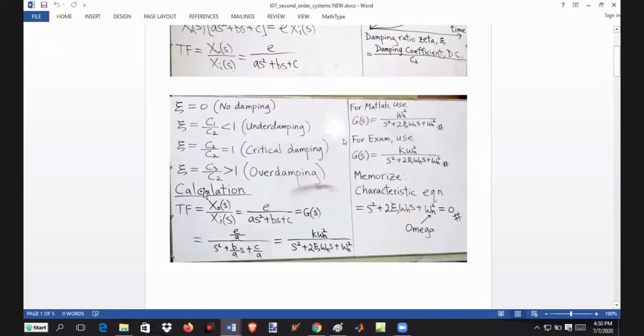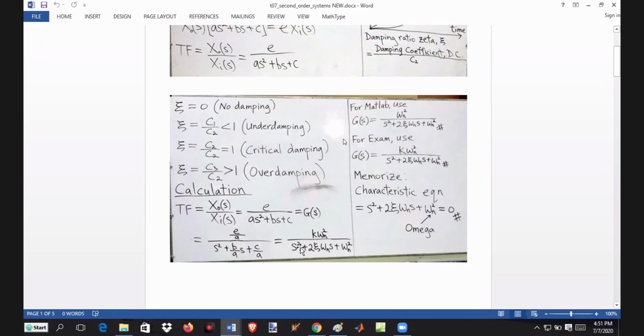Now look at the calculation there. Calculation is transfer function x naught over xi. So you got E from the top here. E divided by A S squared plus B S plus C equal G(S). I call it G(S) because in MATLAB you use like that. So after you go and divide, we want coefficient 1 for S squared. The S squared coefficient has to be 1. So we just divide everything by A. Top divide by A, bottom divide by A. We get the coefficient 1 for S squared.